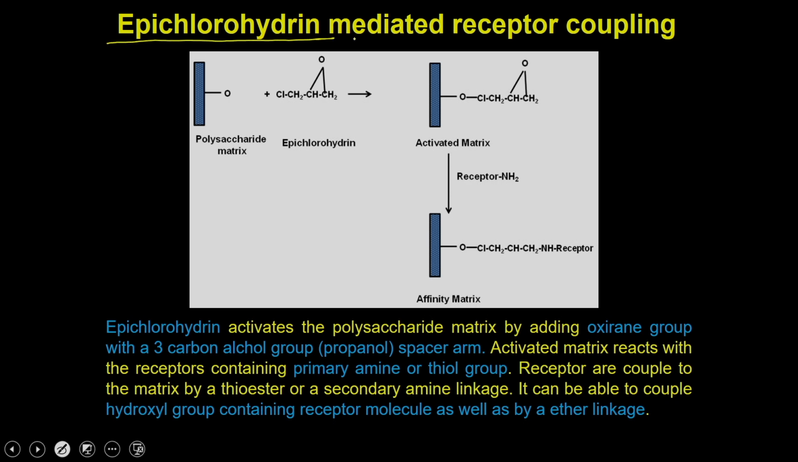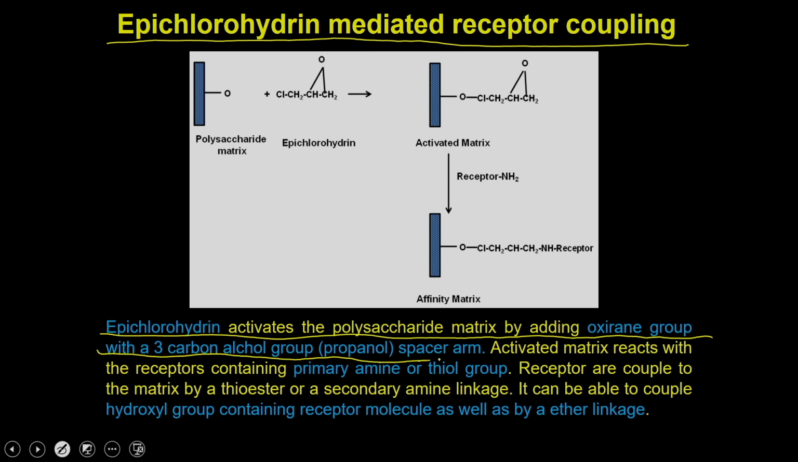The first method is the epichlorohydrin mediated receptor coupling. Epichlorohydrin activates the polysaccharide matrix by adding the oxirane group with a 3 carbon alcohol group spacer arm. So, you have the polysaccharide matrix, then you incubate it with epichlorohydrin, and that generates the activated matrix, which has the oxirane group. Now, you add the receptor which contains the primary amine, which means the protein is going to contain the NH group.